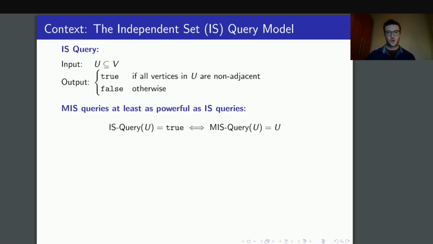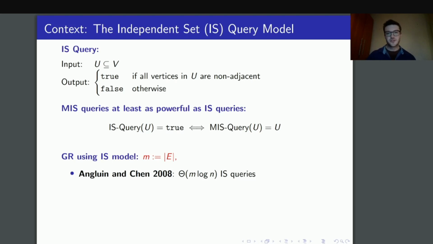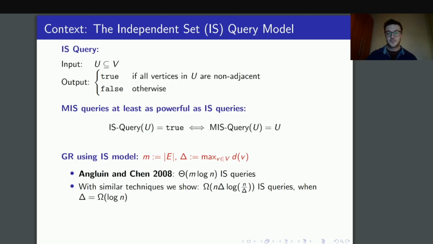And there are known results for graph reconstruction using the independent set query model. In 2008, Angluin and Chen showed that for the class of graphs that have n vertices and m edges, theta of m log n independent set queries are necessary to exactly reconstruct a graph. We show that with similar techniques, if we were to parameterize graphs by their maximum vertex degree delta, then omega of n delta log n over delta independent set queries are required to reconstruct a graph when delta is of size at least log n.